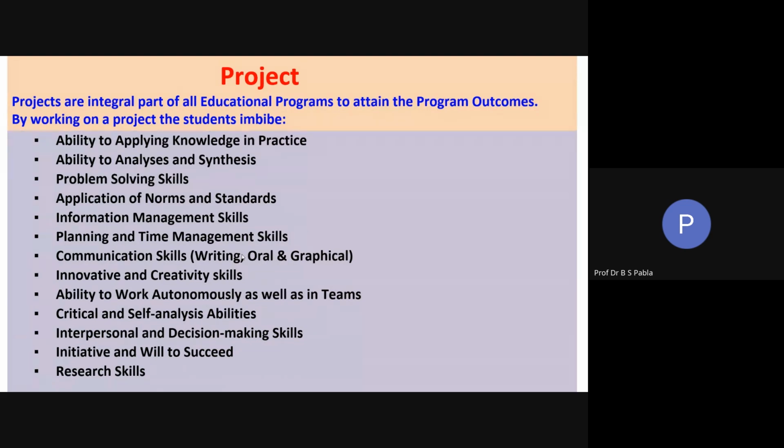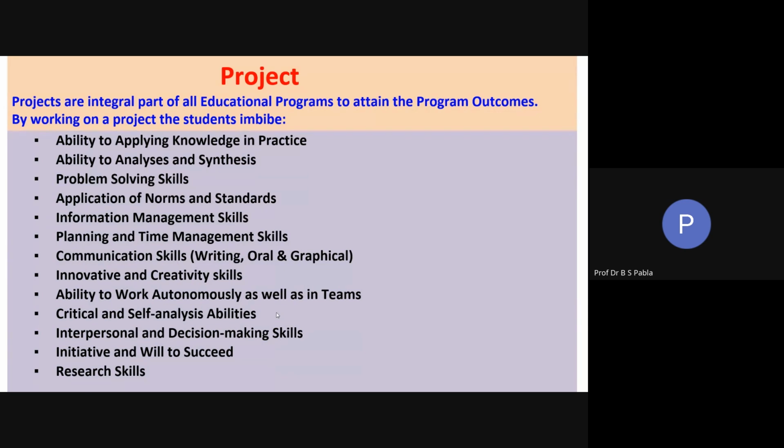Critical and self-analysis abilities. We say the students should be able to see or analyze it critically and reflect on themselves also, that I have done this, whether I am doing it correctly or not. Interpersonal and decision-making skills. Decision-making is very important, and justifying the decision also is very important. Initiatives and will to succeed. They should not leave in between, saying this cannot be done.